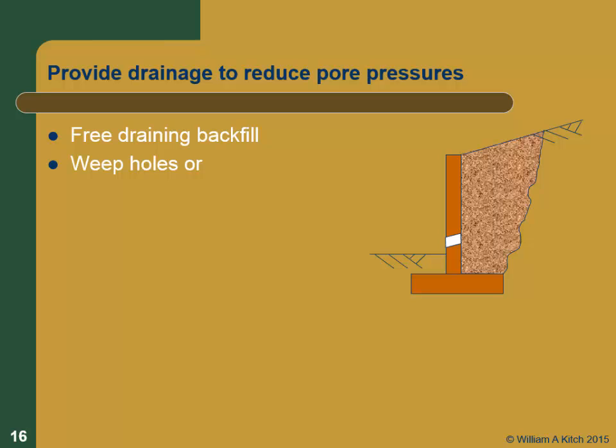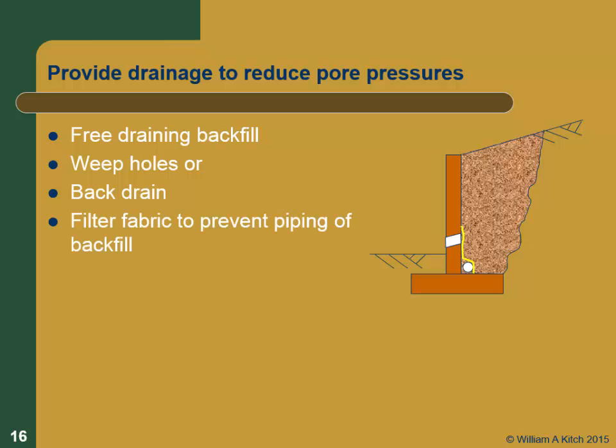Make sure there's a place for the water to go. You need to have weep holes or back drain, or you should have both. If you don't have any place for the water to go, it doesn't matter whether your backfill is freely draining. The water's got to go someplace. So make sure you have drains. Make sure you protect those drains with a filter fabric, or you design a soil filter so that you don't pipe the materials out behind the wall.